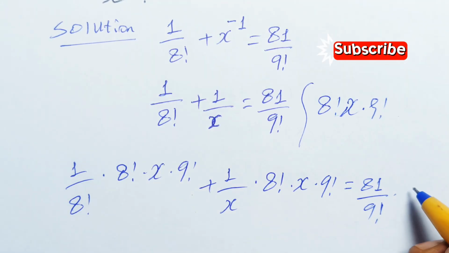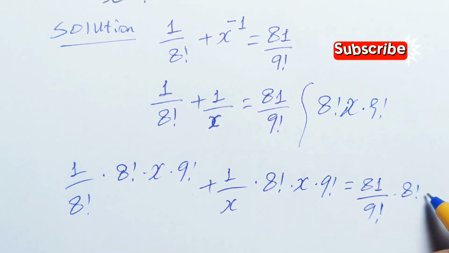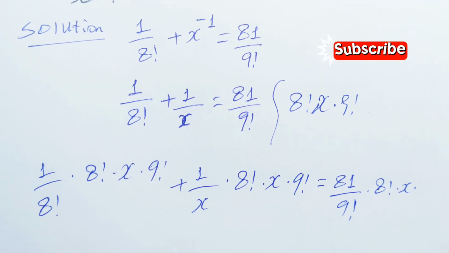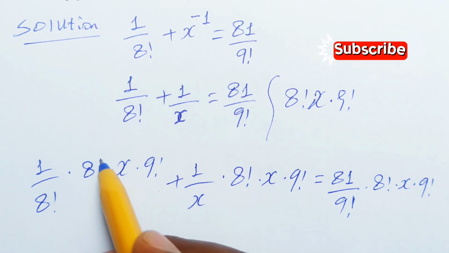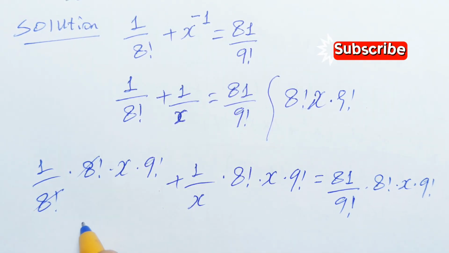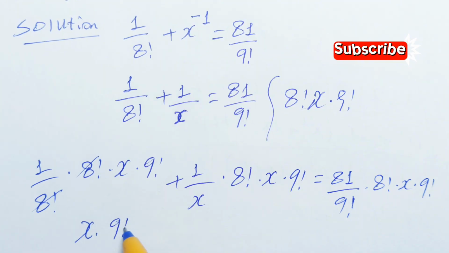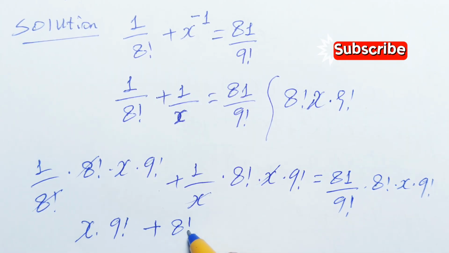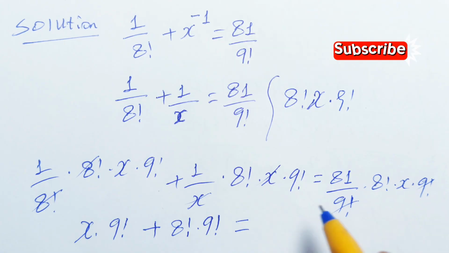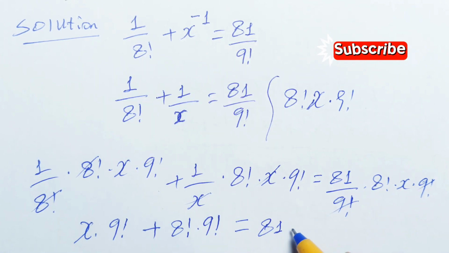Times 8 factorial times x times 9 factorial. So this 8 factorial is cancelled by this one, so what we are left with is x times 9 factorial, plus this x cancelled by this x, we have 8 factorial times 9 factorial, which equals, this 9 factorial cancelled by this one, what we are left with is 81 times x times 8 factorial.